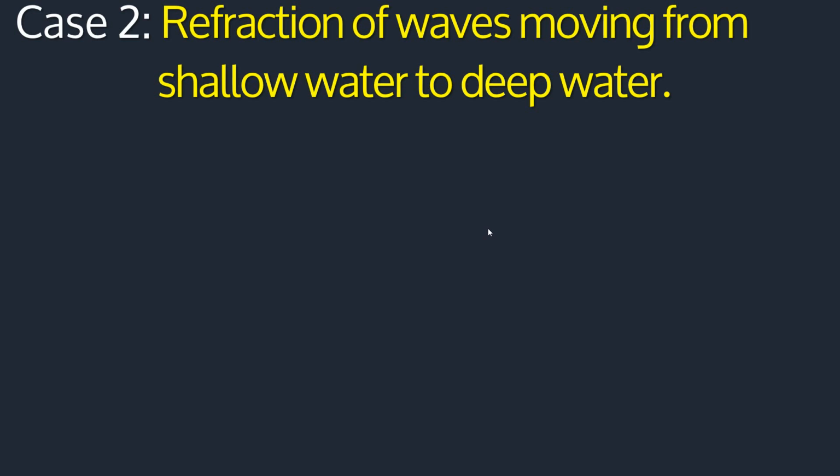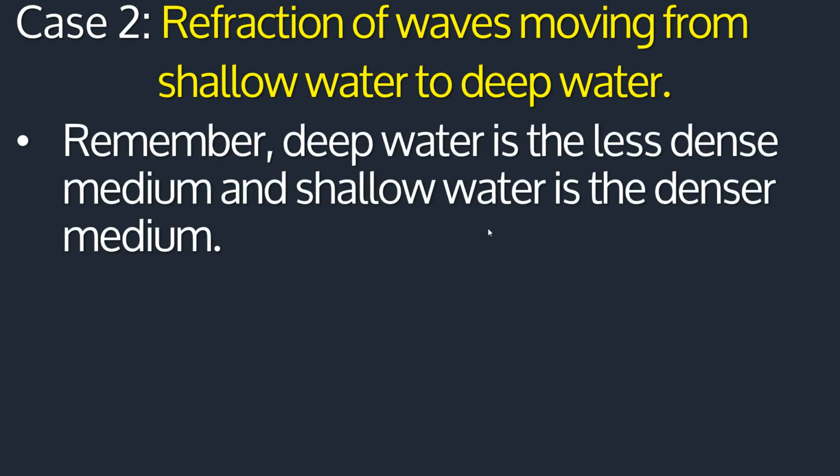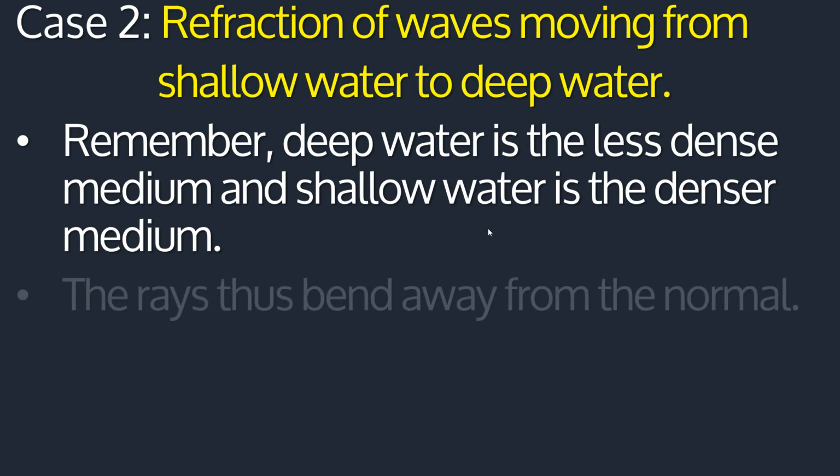Case 2. Refraction of waves moving from shallow water to deep water. Now what happens the other way around? If you let the waves start from shallow water to deep water, we see what happens. So still remember these points. The deep water is the less dense medium and the shallow water is the denser medium.